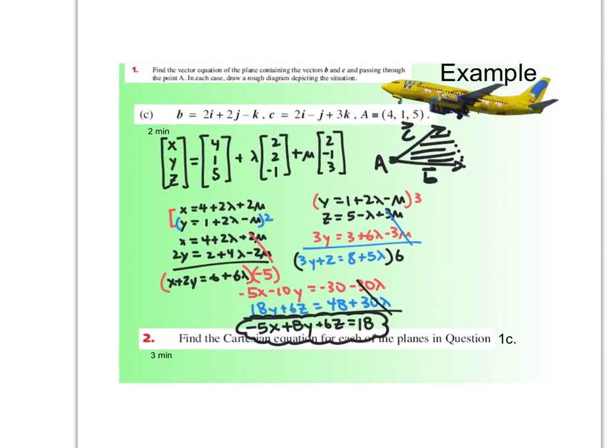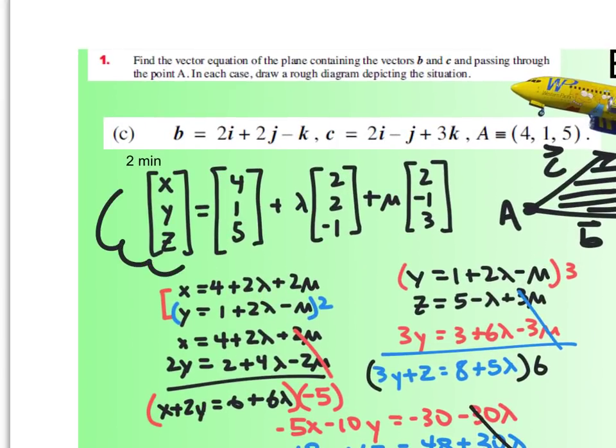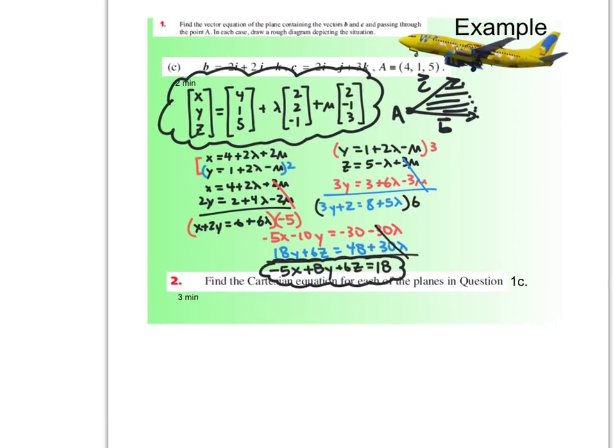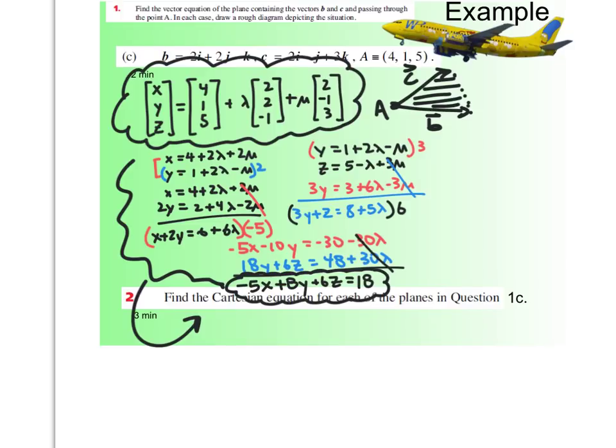Let's see here. Part C was find the vector equation of the plane. So part C I completed; I was done here. And then I did number 2 with the rest of this work, which was finding the Cartesian equation of the plane. Okay, you guys, that's it. That's finding equations of planes using 3 points or using 2 vectors and a point.